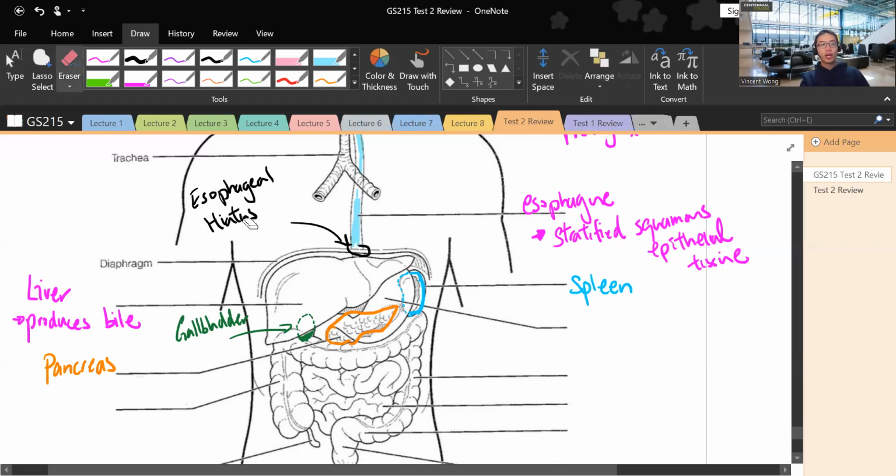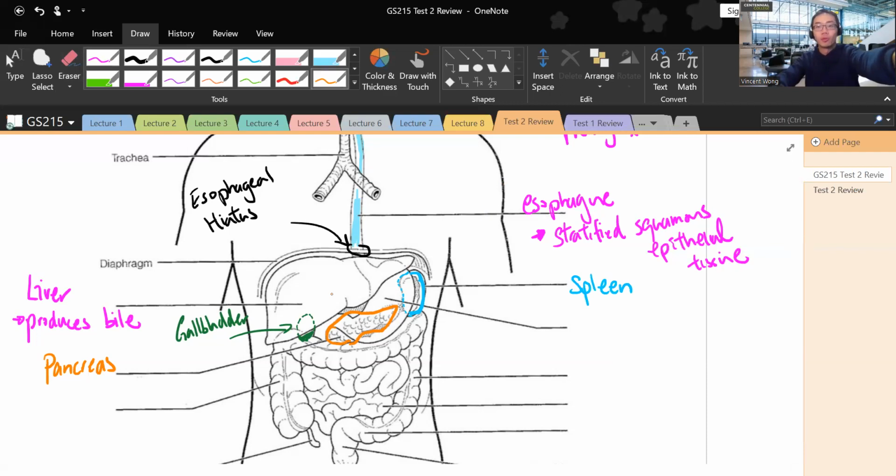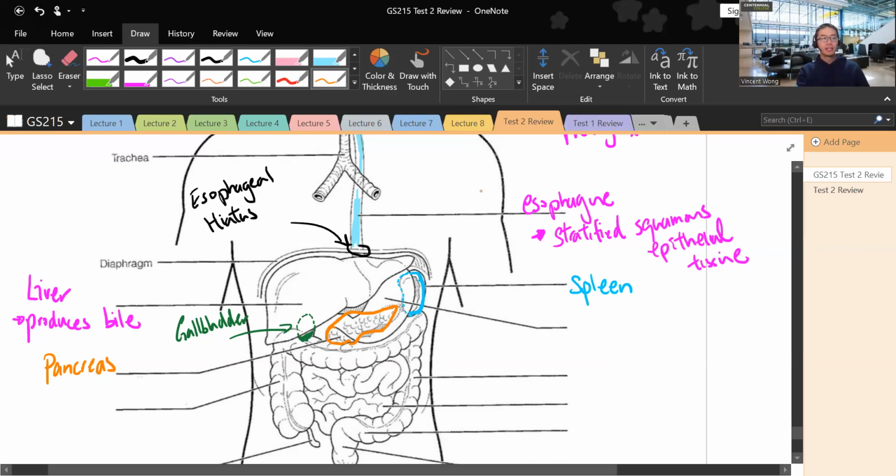The esophageal hiatus is just a hole in the diaphragm that allows the esophagus to go through. Because if you think about it, if the diaphragm completely separates the thoracic cavity from the abdominal cavity, then nothing really goes through. So you really need to have an opening for the esophagus to pass through. That's all. It's just a hole in the diaphragm, a gap.